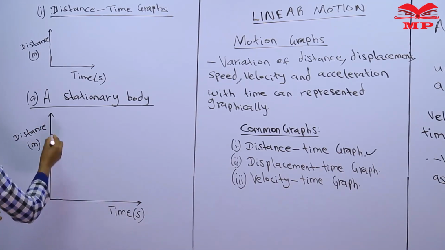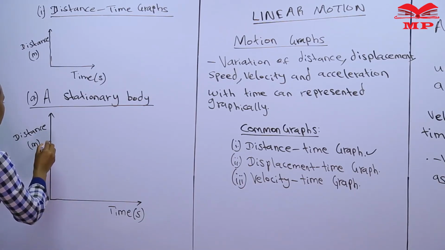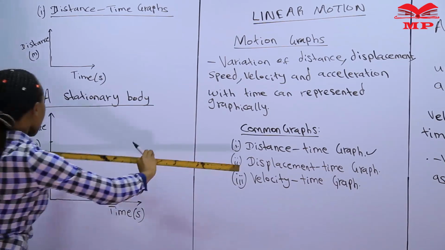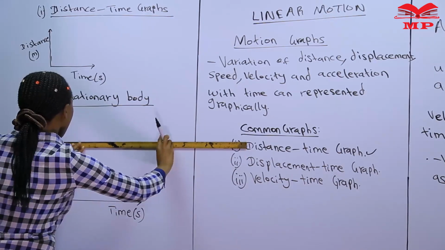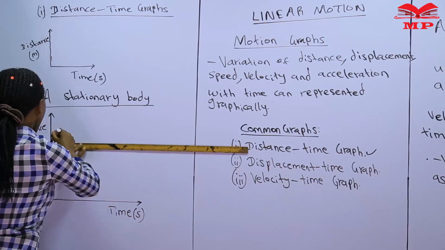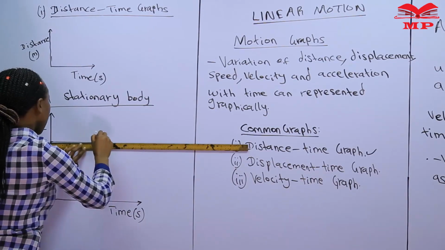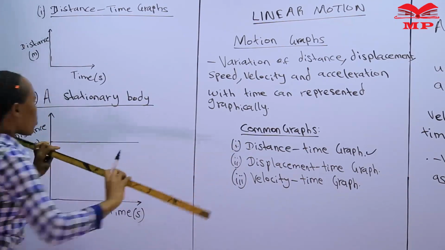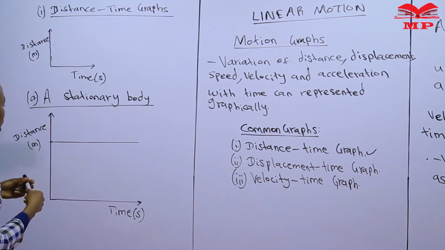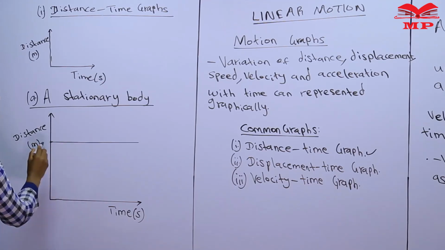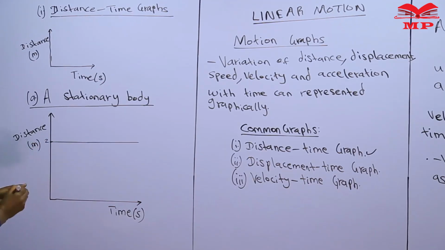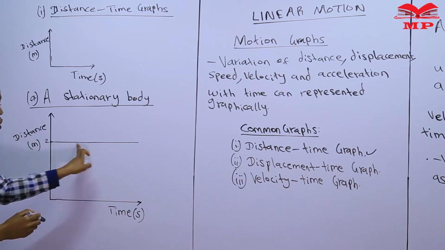So therefore, let's say the distance initially is at that point, we are going to have a graph, a line that is parallel to the time axis. So that's what we have for a body that is stationary. You can see the distance is not changing. For example, if the distance here was 2 meters, it had moved 2 meters, but now it is stationary.